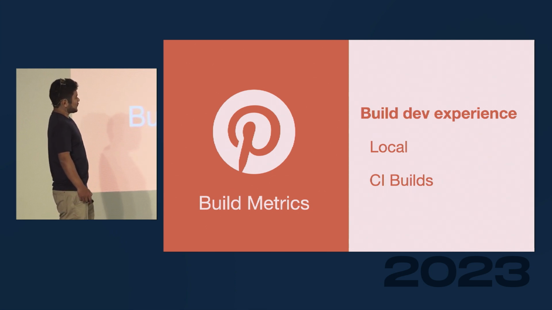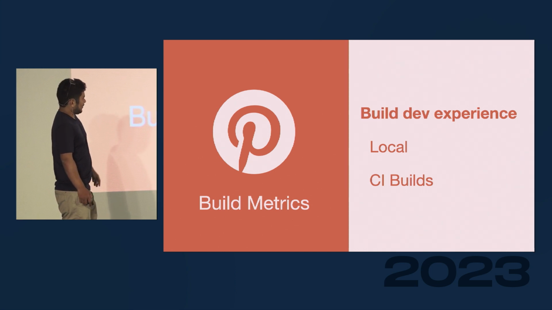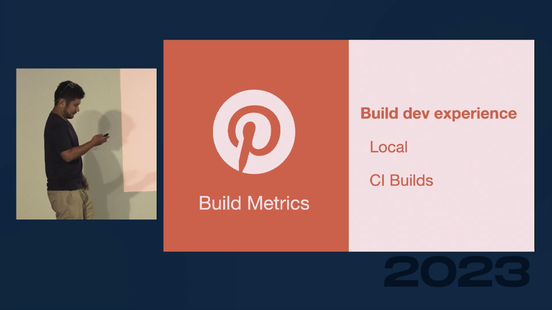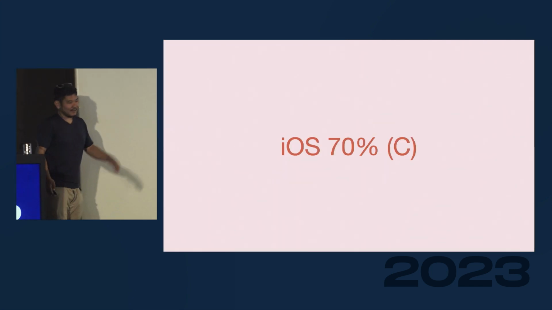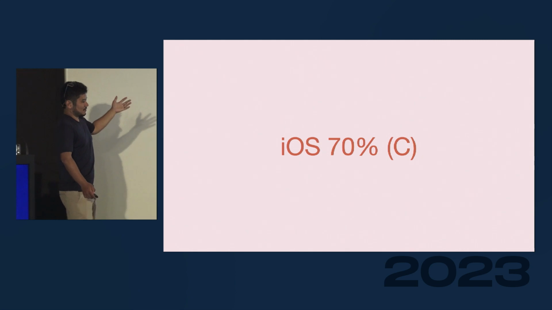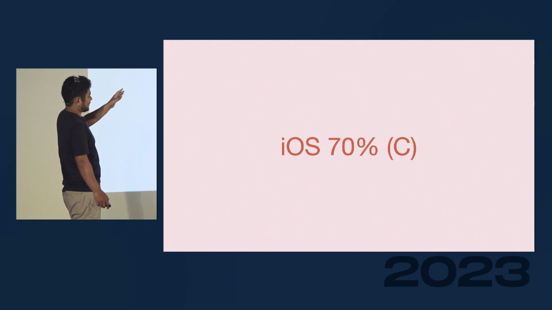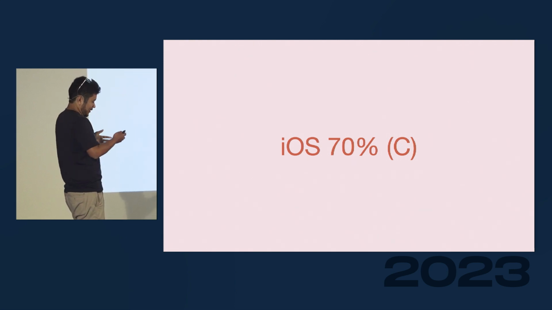And that's why we started focusing on the build developer experience, which basically has two components, local builds and CI builds. And this is how it looks. Very simple, right? As opposed to what I showed first. So iOS 17%, 70% C. That gives you a better idea of how things are going.